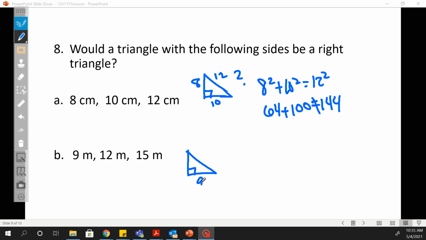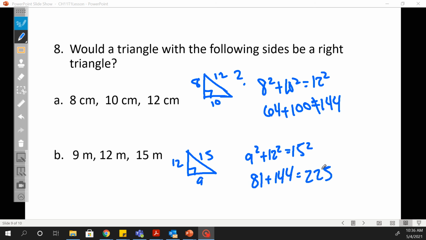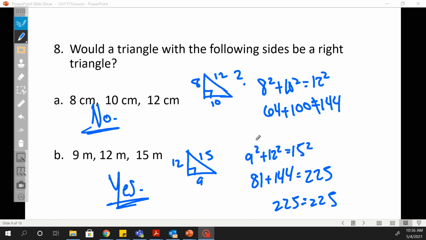How about for this one, 9, 12, and 15? Okay, so 9 squared plus 12 squared is equal to 15 squared. So 81 plus 144 is equal to 15 squared, 225. 81 plus 144 is indeed equal to 225. So letter A is no, it's not a right triangle because the Pythagorean theorem doesn't work, but letter B is yes, it is a right triangle because the Pythagorean theorem does work. So it's very easy to tell if a triangle is a right triangle because the Pythagorean theorem only works for right triangles.